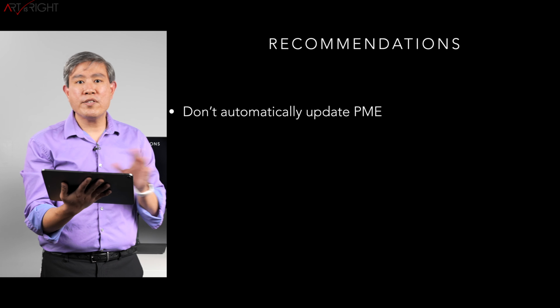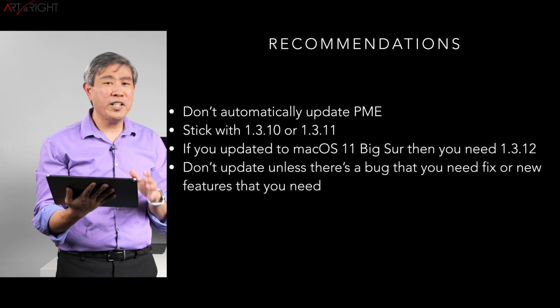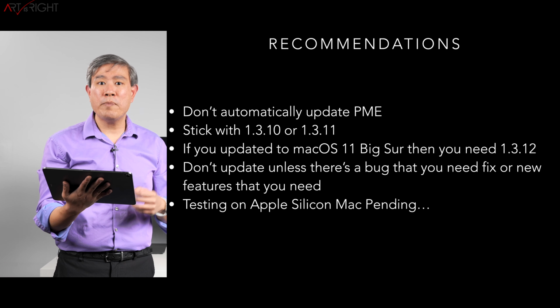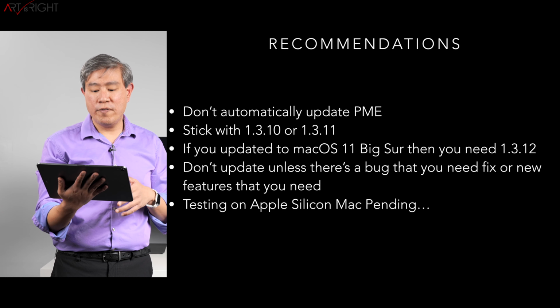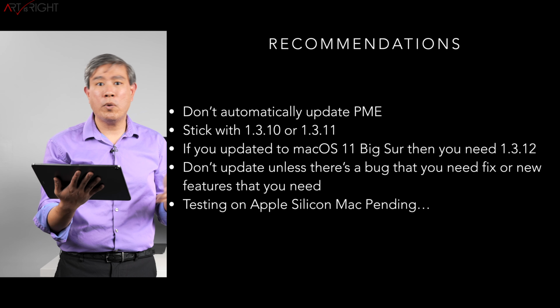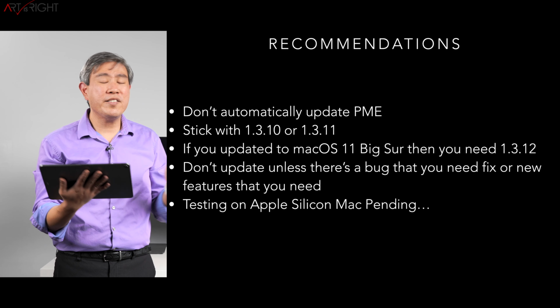Here are a few recommendations and wrap-up thoughts. If you don't have to update Palette Master Element, don't do so. Stick with the current version that you're using. If you already updated to Big Sur, well, then you have to use 1.3.12. But 1.3.10 and 1.3.11 are really good known stable versions. So those are really great versions to fall back on, provided that it is compatible with your operating system. Don't upgrade unless there is a major bug that you need to fix, or there is a new feature that you really want in Palette Master Element, because if you have a good calibration already on the previous version, just stick with it.